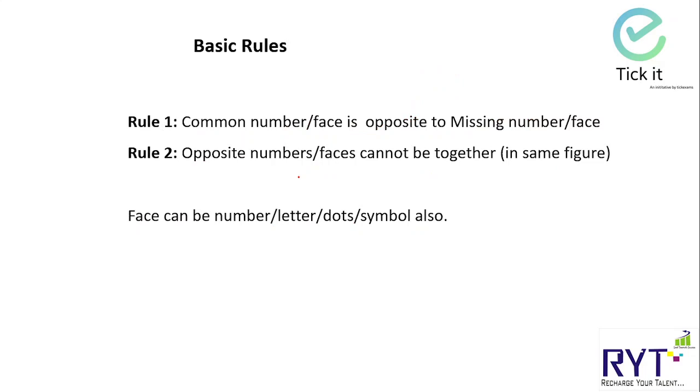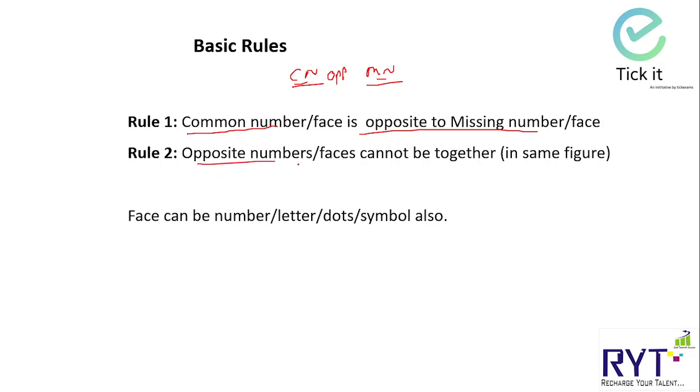Basic rules. One very important basic rule is that the common number is opposite to the missing number. Very important: common number opposite to missing number. This rule is extremely important. We have to pay attention and observe which is the common number and which is the missing number. That is rule number 1.